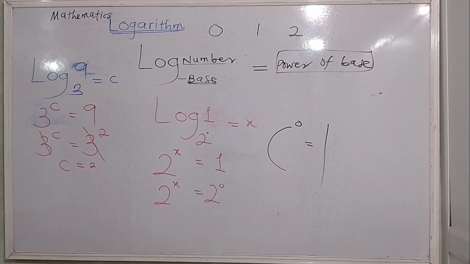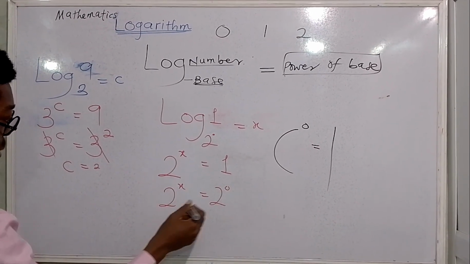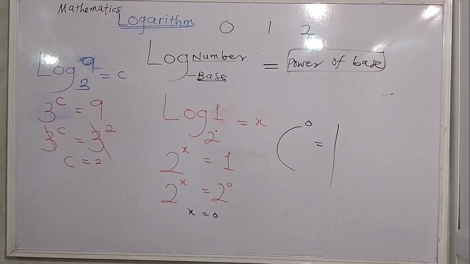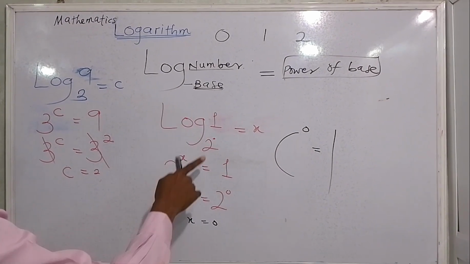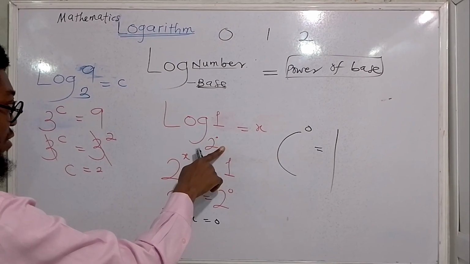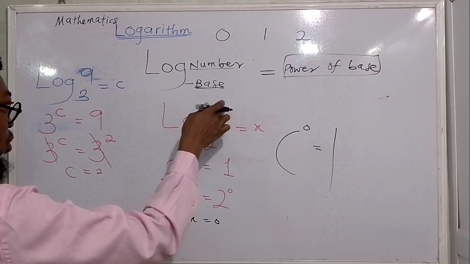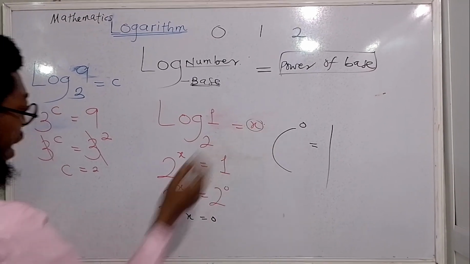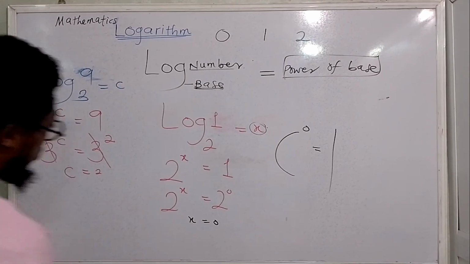So any number raised to power 0 must give us 1. Since base is base, then power must be power. So x is 0. It means, what will I put on to give me 1? Remember the definition of logarithm: the power to which the base must be raised to give the number. So it is 0 that we put on this base that will give us 1. Therefore, the x here, which is the answer, is going to be 0.